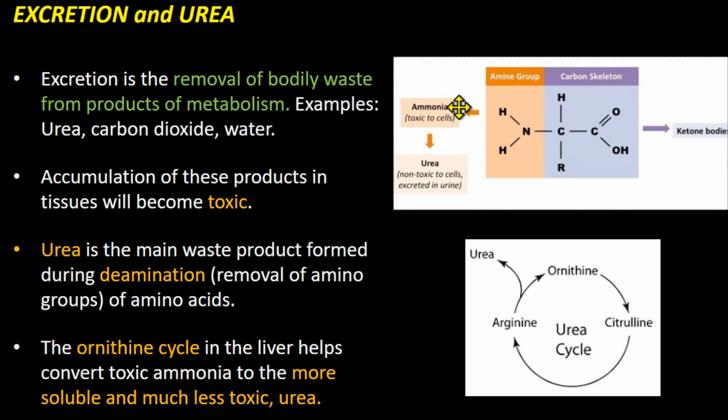So what is happening here is that this ammonia, through this cycle called the ornithine cycle, which you don't have to memorize all these different parts of, but what you have to know is that the ammonia, which is toxic to cells, is converted to urea, which is much less toxic to cells, and this is excreted in the urine. So the ornithine cycle in the liver helps convert toxic ammonia to the more soluble, much less toxic urea, so that it can be dissolved in urine.